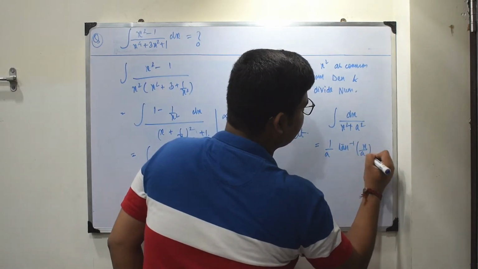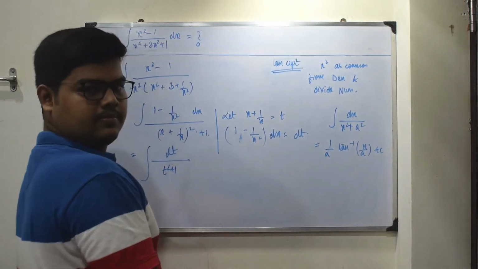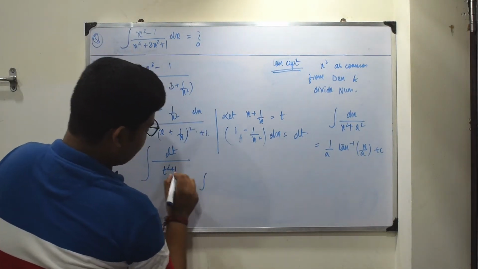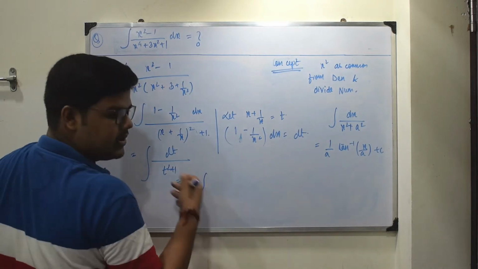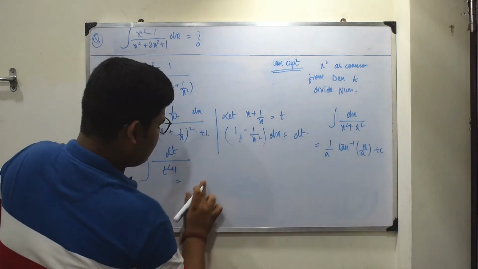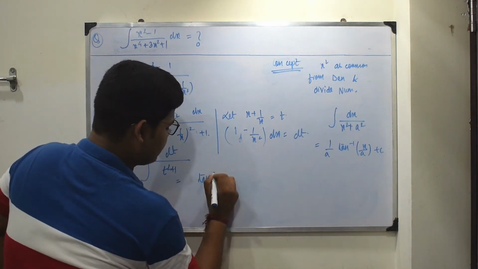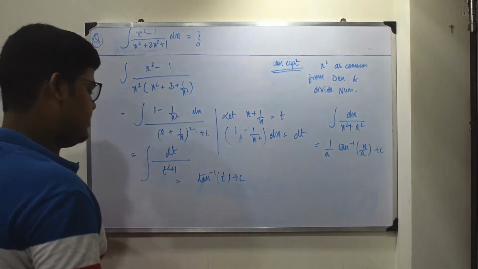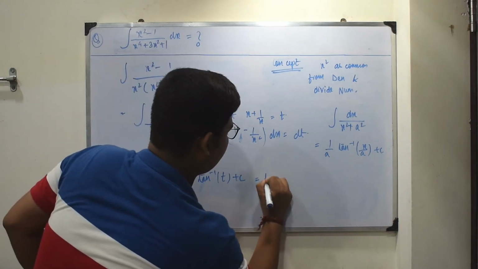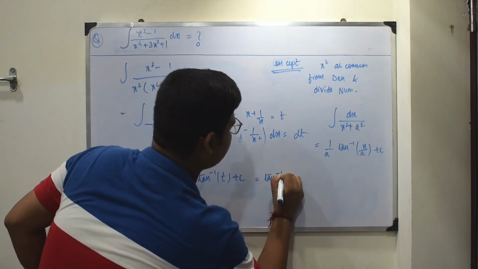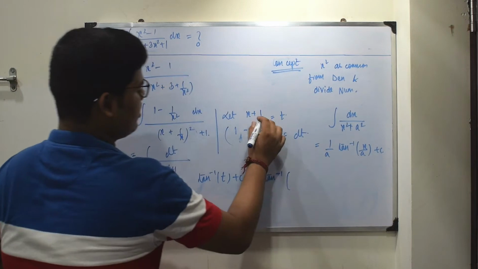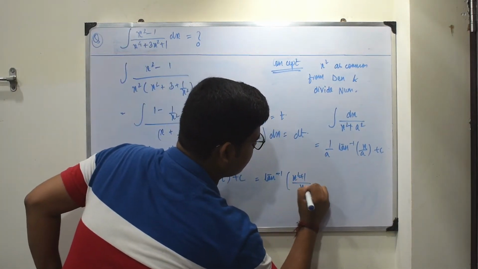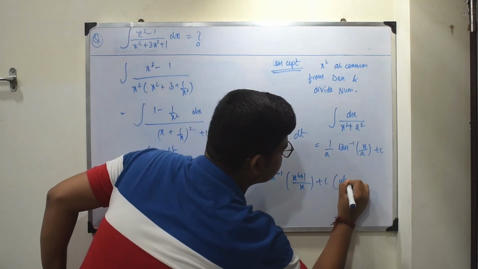by a plus c. Okay, so here we will also do it. Here a is 1, so 1 upon 1 is simply 1, so it's tan inverse of t plus the constant c, or tan inverse, substituting the t, of x plus 1 by x, or x square plus 1 upon x, plus c, and this is our answer.